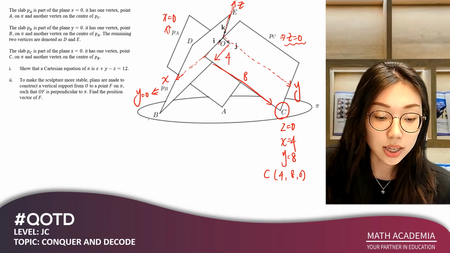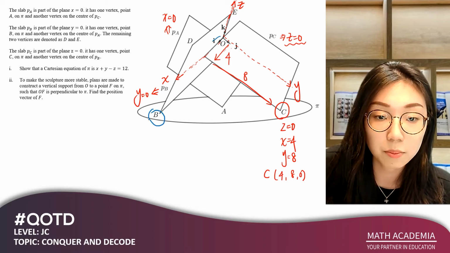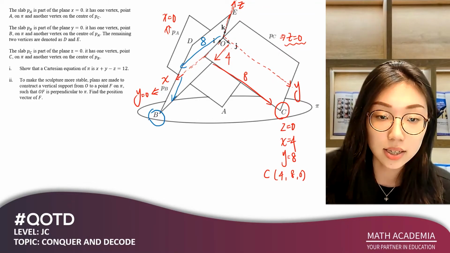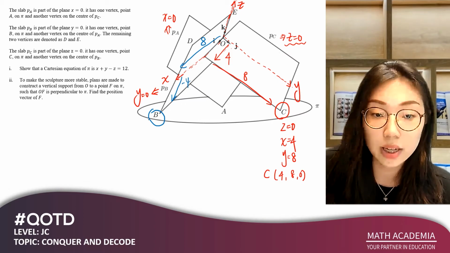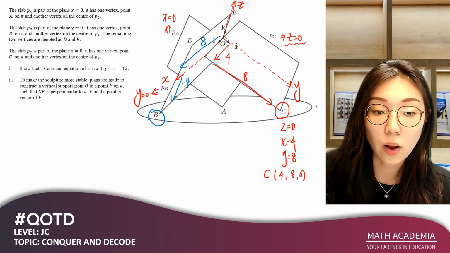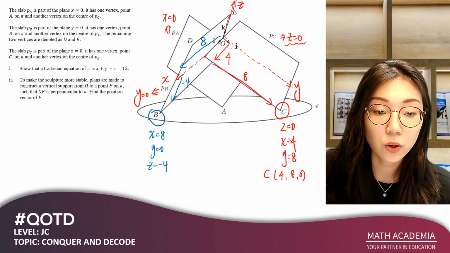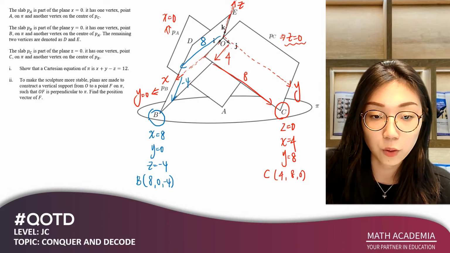Next, let's look at point B. So we move 8 units in the positive x-axis, and we move 4 units in the negative z-axis. Remember, because point B lies on the plane PB, y equals to 0. So for point B, x equals to 8, y equals to 0, and z equals to -4. Therefore, the coordinates of point B would be 8, 0, -4.